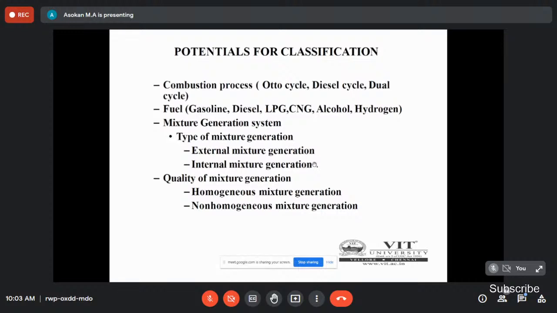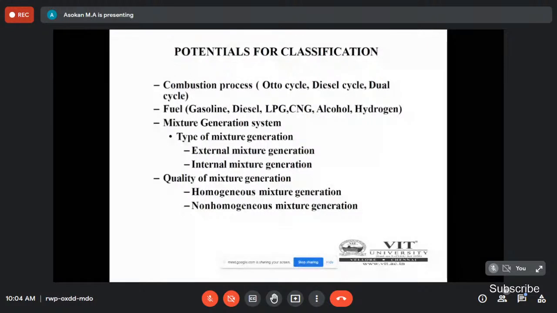The internal mixture generation is in the CI engine, right? Air alone enters into the system. After the end of the compression, the injector injects the diesel, and then the mixing takes place. That is the mixture generation system. And the quality of mixture generation is homogeneous or non-homogeneous: homogeneous in the SI engine, non-homogeneous in the CI engine.